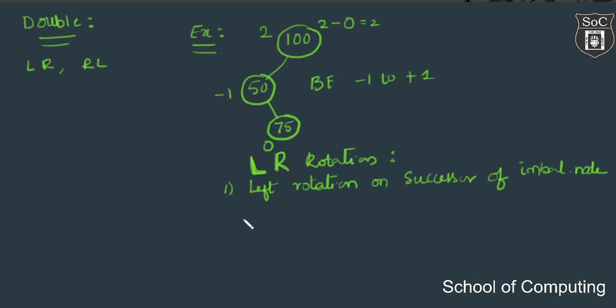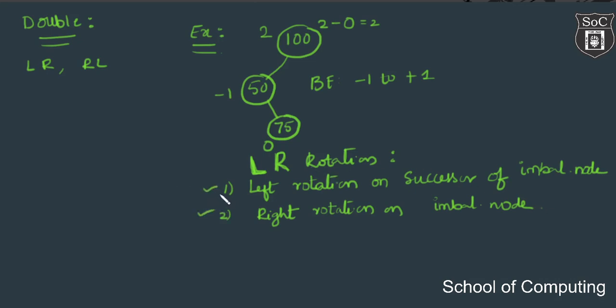So left rotation should be done on 50, and then right rotation. There are two rotations, that's the reason we call it a double rotation. Right rotation should be done on the imbalanced node itself. But remember, right rotation is done on the output of step 1. So there are two steps, step 1 and step 2.